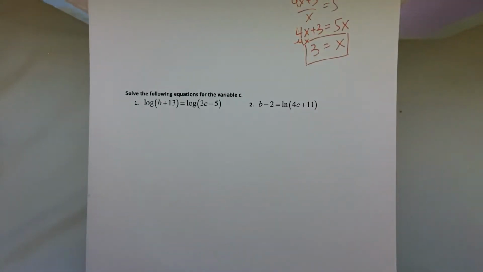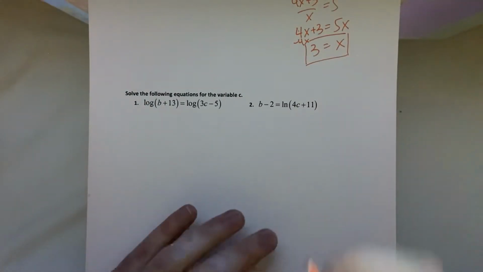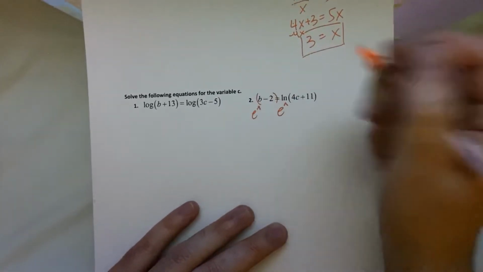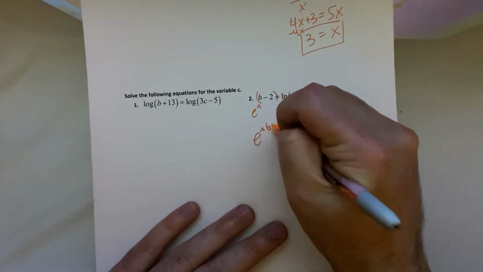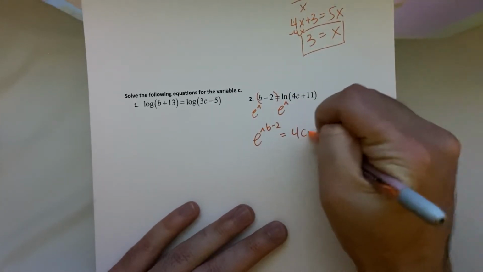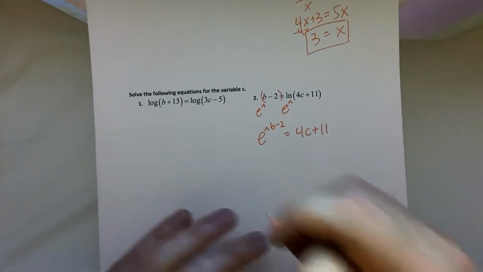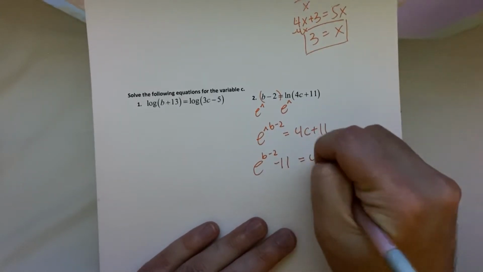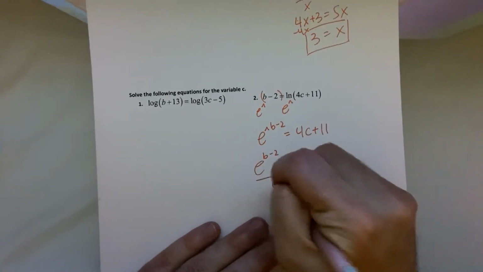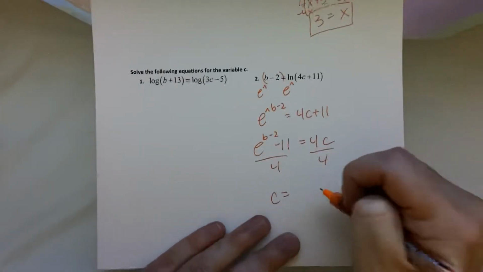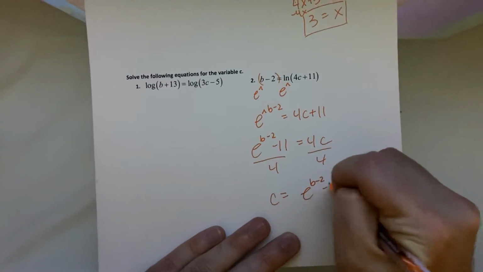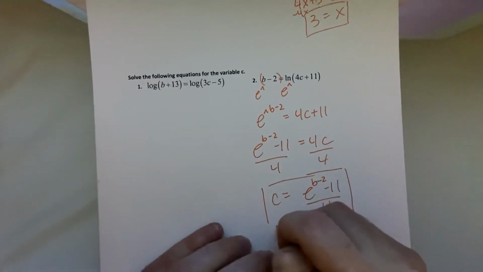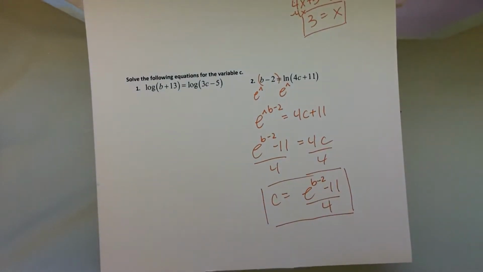b minus 2 equals the ln of 4c plus 11. To get rid of the ln, I need to raise e to both sides, so that I get e to the b minus 2 power equals 4c plus 11. To get c by itself now, it's just subtract 11, and divide by 4. So c is actually equal to e to the b minus 2 power minus 11, all over 4. Feels weird, but it works out just the same.